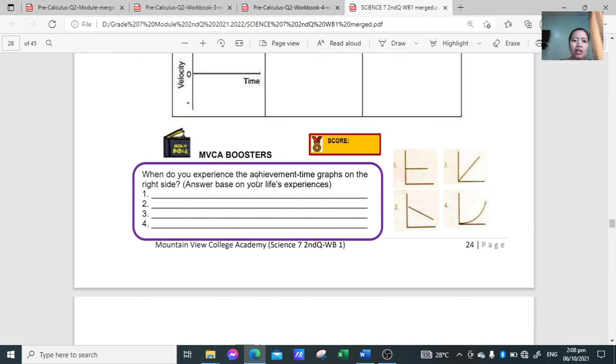And then for our MVCA boosters, you will look at the following graphs 1, 2, 3, 4. When do you experience the achievement time graph on your right side? When do you experience this kind of achievement time graph? Answer it based on your life's experience. So for number 1, what have you experienced based on your achievement time graph? For number 2, number 3, and number 4.